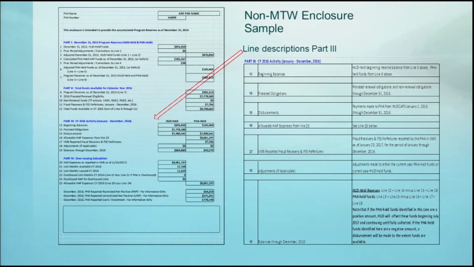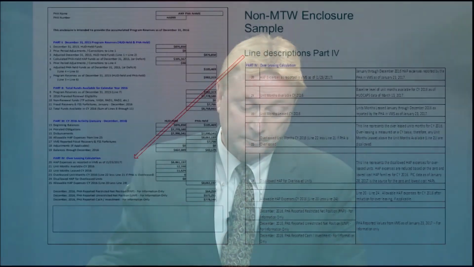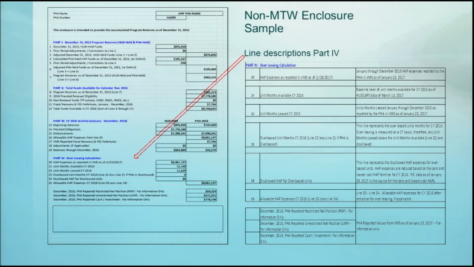It's good to note line 19 has any positive amount will be offset and collected by year end. If line 19 is negative, PHA may receive a disbursement if funds are available and not previously received due to timing of this enclosure. Part 4 is the overleasing calculation section of the enclosure. This calculation is to determine if overleased HAP expenses are reduced. The line-by-line detail is on the left in this slide.